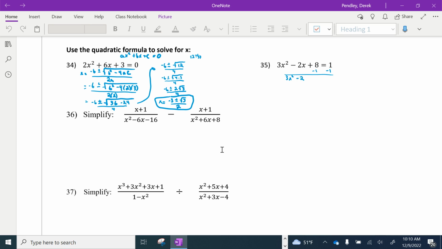So x is equal to negative b. So negative negative 2 is a positive 2, plus or minus the square root of b squared, so negative 2 squared, minus 4 times a times c, all divided by 2 times a. So x equals 2 plus or minus square root of, we have 4 minus 4 times 3 times 7, which is 84, over 6. x is equal to 2 plus or minus square root of negative 80 over 6.